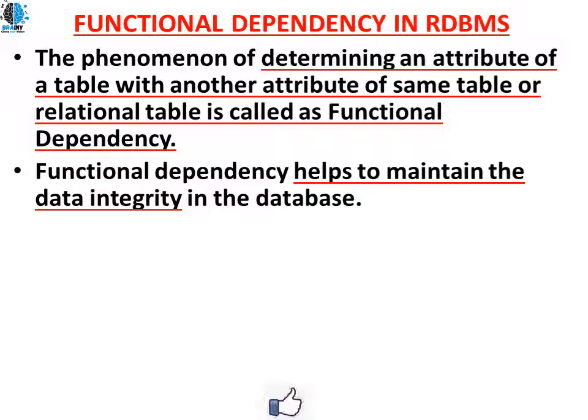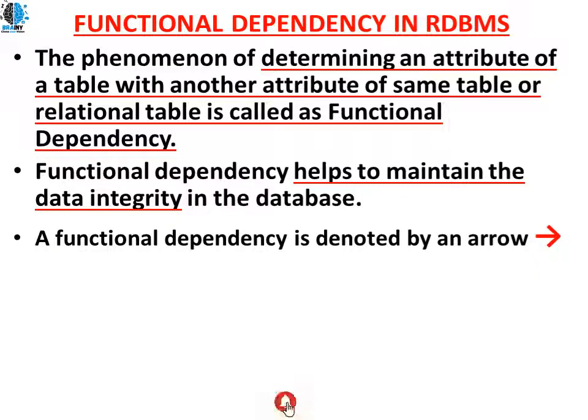So the phenomenon of determining an attribute or attributes of a table with another attribute. One attribute was customer ID, that attribute was determining the other attributes. So of the same or relational table is called functional dependency. Why is it going to determine? To maintain the data integrity in the database.